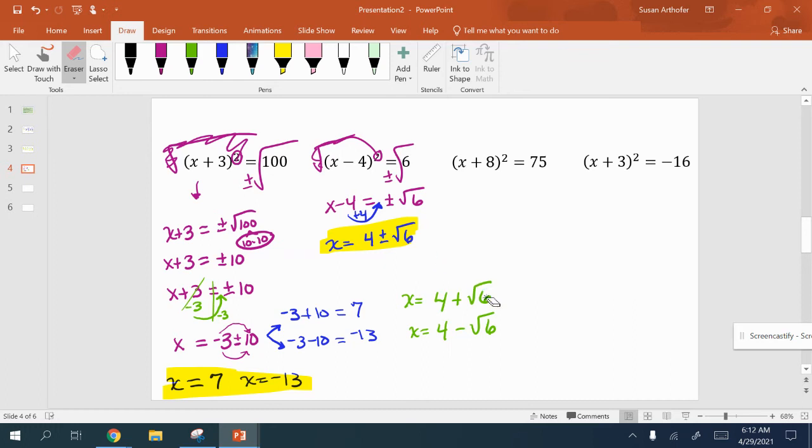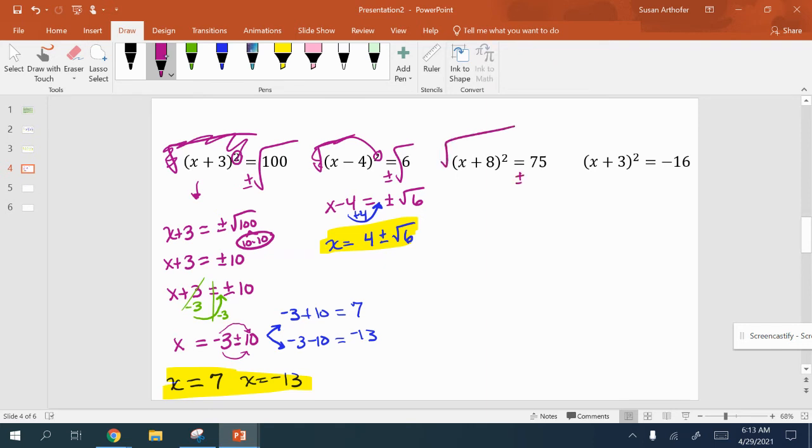But right now, I just wanted to show you that it does break up just similar to what we did over here with the 3 and the 10. But we don't write that because it doesn't help us in math. We just know that this answer means 4 plus rad 6, 4 minus rad 6. Okay, and we'll talk more about what decimal that is. All right, let's keep moving on.